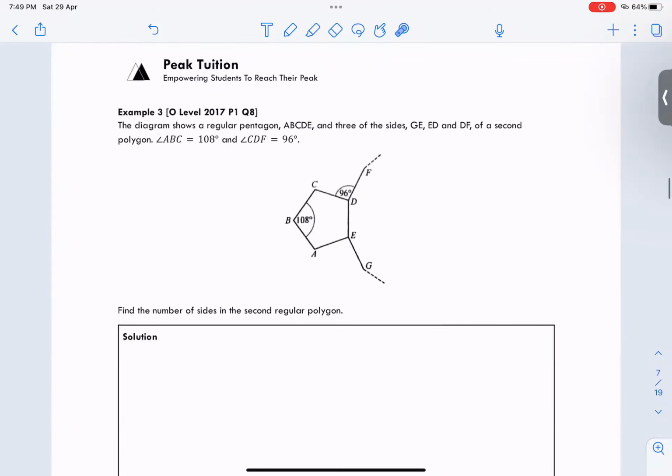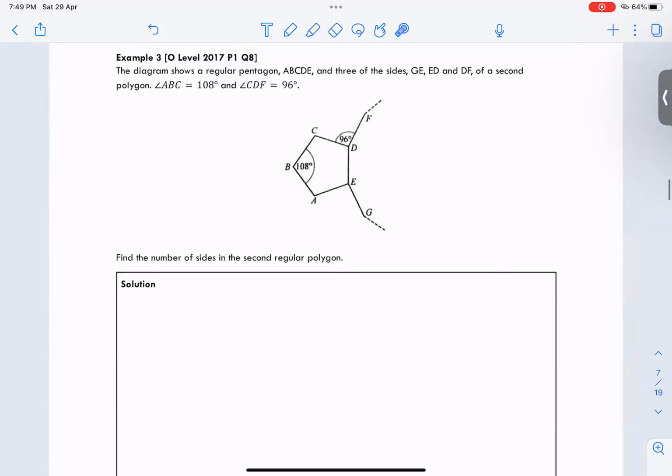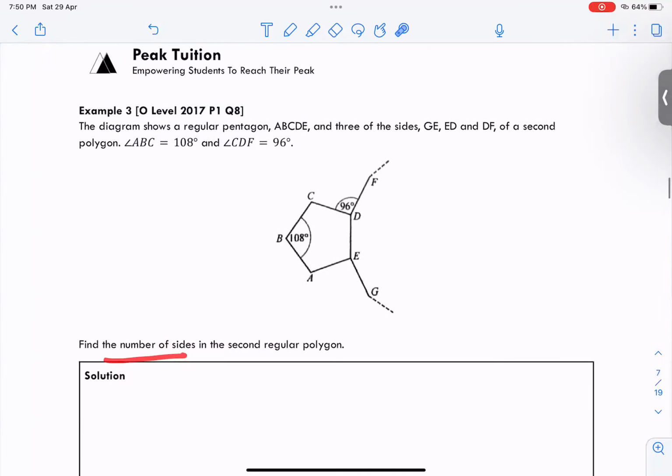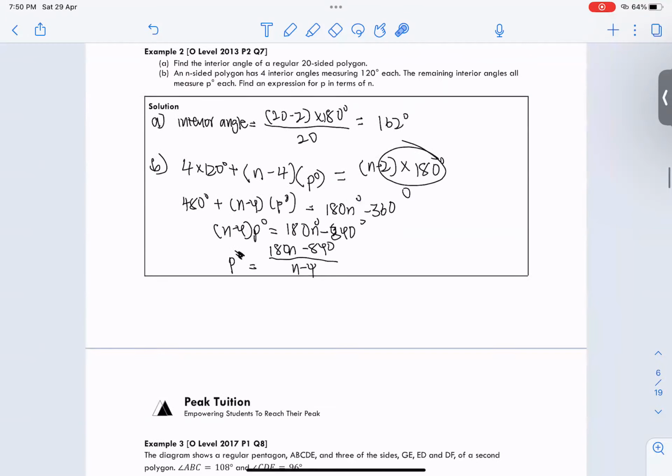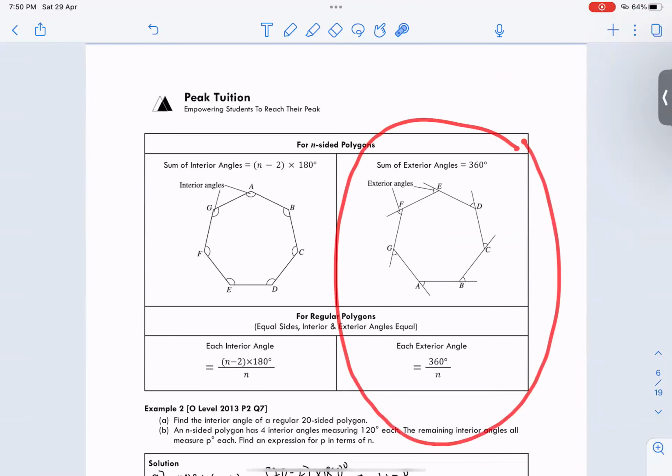This one actually seems like quite a few of you find it relatively simple. They give you a diagram also, so it's very easy to visualize what's going on. So find the number of sides in the second regular polygon. So this one is the second polygon, right? Then after that, this one, instead of using the interior angles, you have to use this one.